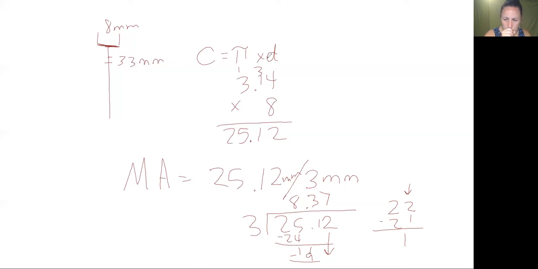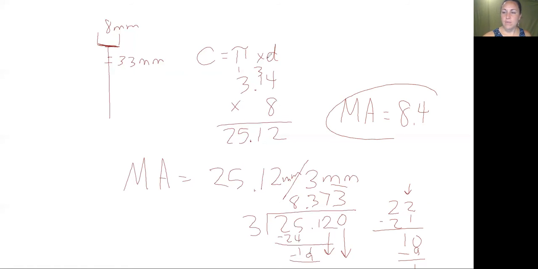And so we can add a 0 and bring it down. 3 goes into 10 3 times, which is 9. And we get 1, and we're going to get a repeating number there. Okay? And so our mechanical advantage, we could round that from 8.373 to 8.4. So our mechanical advantage is going to be 8.4. We don't need to label it in units. Okay.